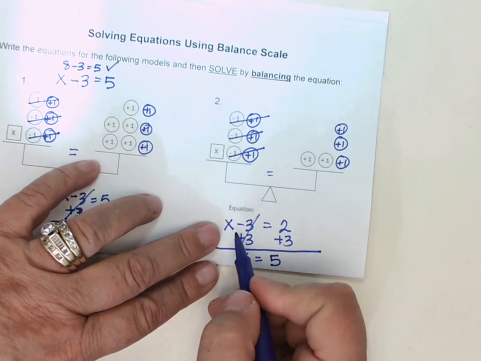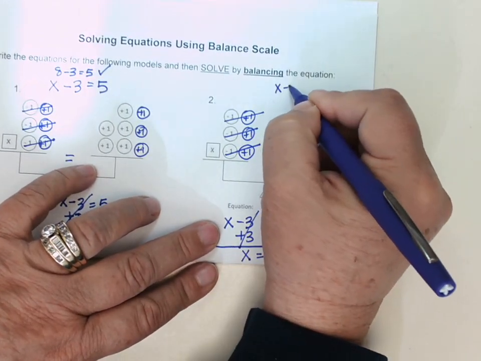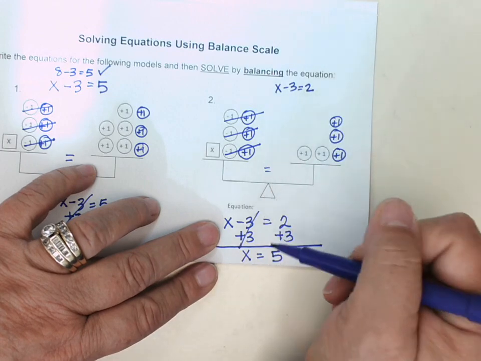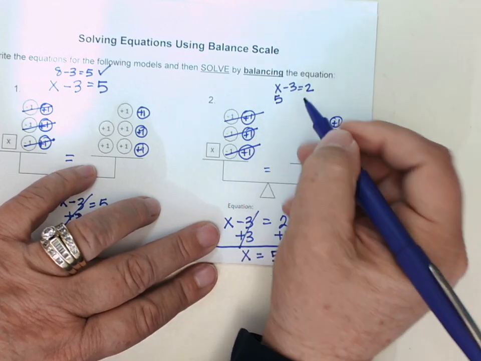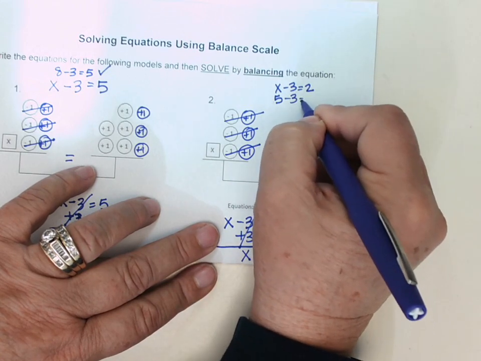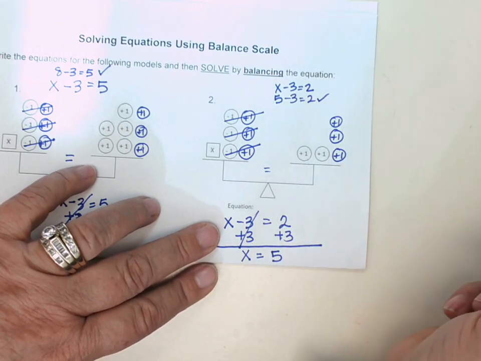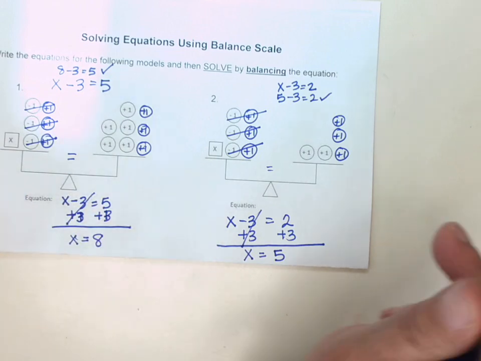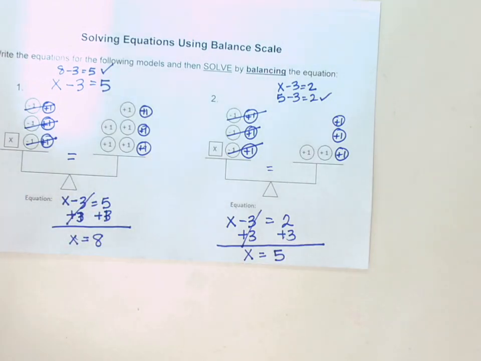So if we go back to the original equation, which is x minus 3 equals 2, if we plug in 5 where the x is, because we just said that x is now 5, 5 minus 3, does that equal 2? Yes, it does. Okay, so that's how you look at things on a balanced scale. If you have any questions, ask your teacher.